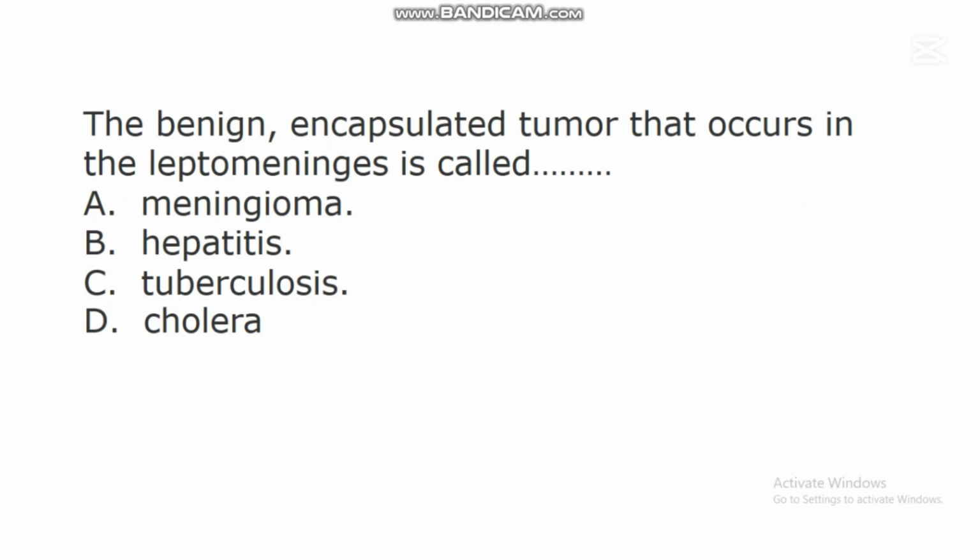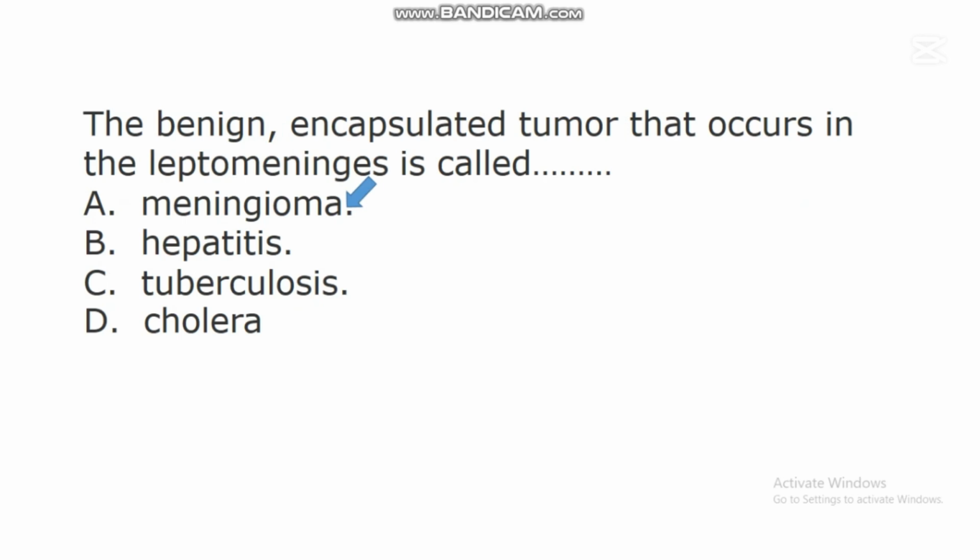The next question says, the benign encapsulated tumor that occurs in the leptomeninges is called dash. A. Meningioma. B. Hepatitis. C. Tuberculosis. D. Cholera. In this question, the correct answer is A.